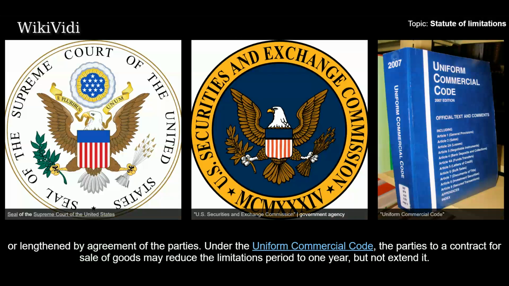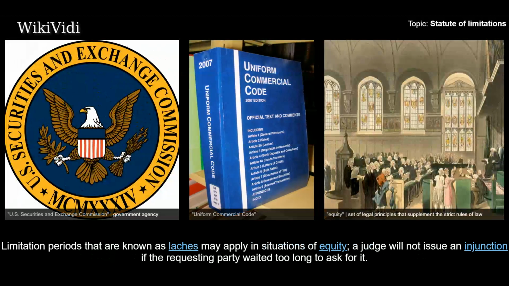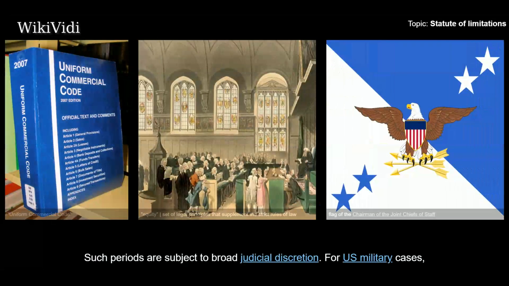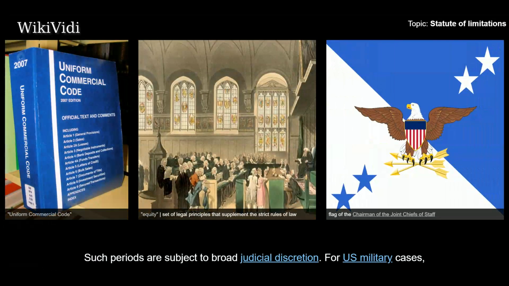Under the Uniform Commercial Code, the parties to a contract for sale of goods may reduce the limitations period to 1 year, but not extend it. Limitation periods that are known as laches may apply in situations of equity. A judge will not issue an injunction if the requesting party waited too long to ask for it. Such periods are subject to broad judicial discretion.